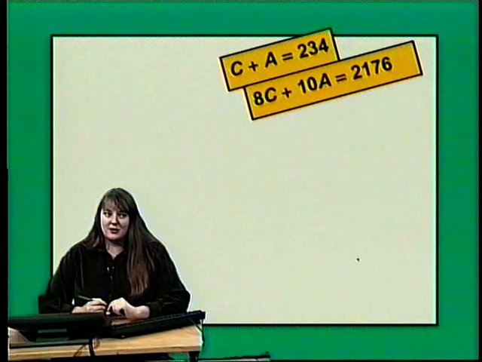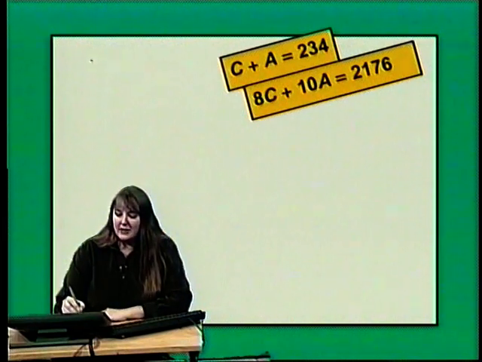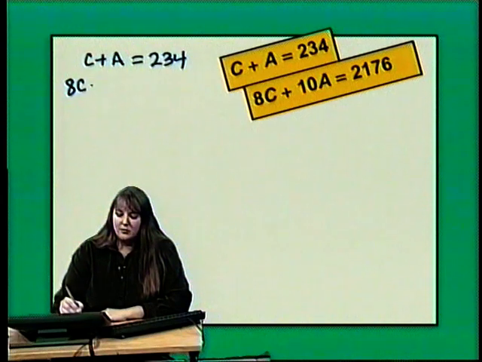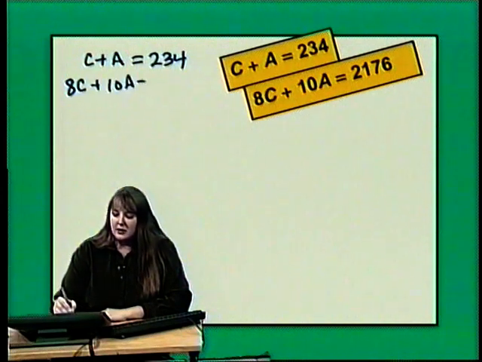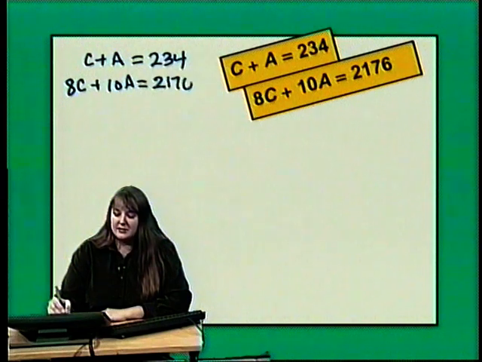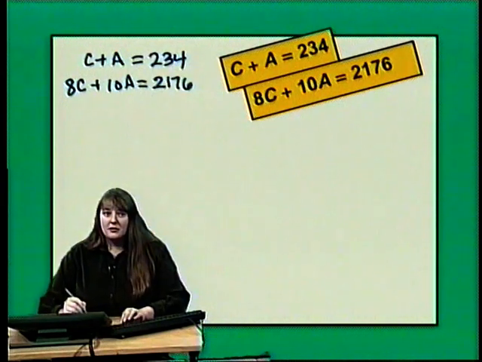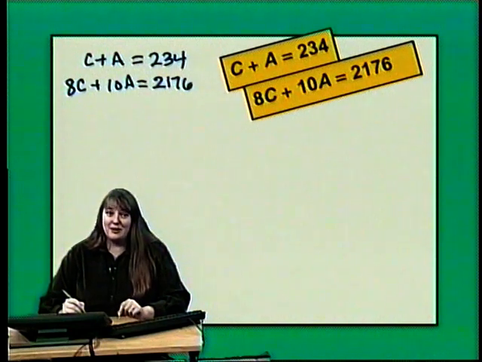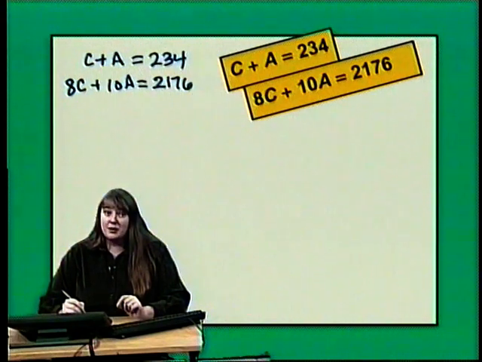Well, let's take the system of equations and solve it. So I have C plus A equals 234, and I have 8C plus 10A equals 2,176. Now I think I want to solve this system by the elimination method. So I need to eliminate either the variable C or the variable A. I think it's easier to multiply by 10 than to multiply by 8, so I'm going to go ahead and eliminate A. I also need opposite signs on my coefficients, so I'm going to multiply the first equation by -10 on both sides.